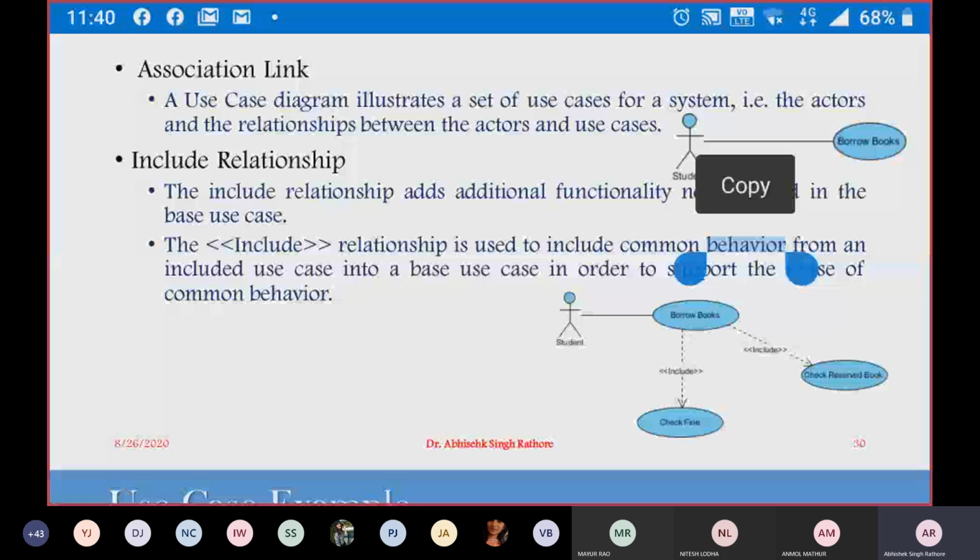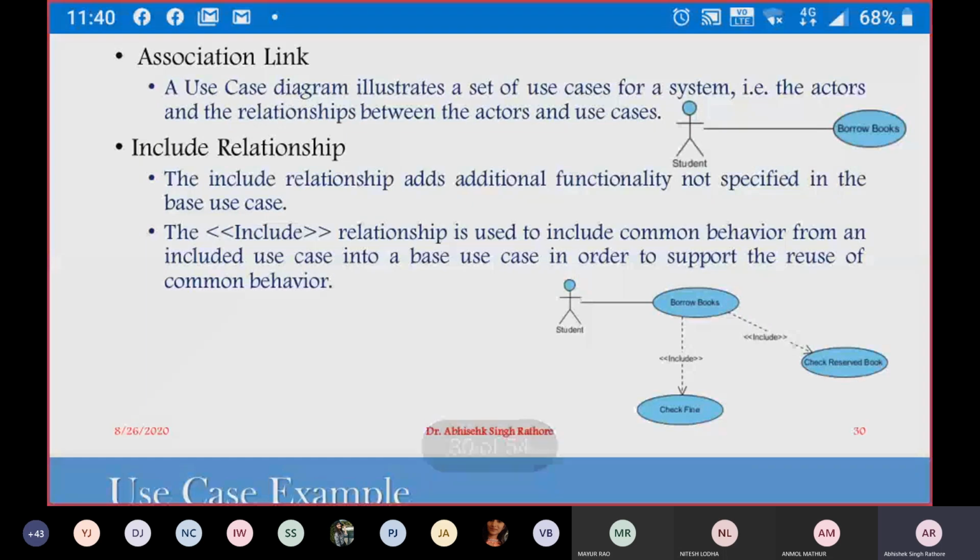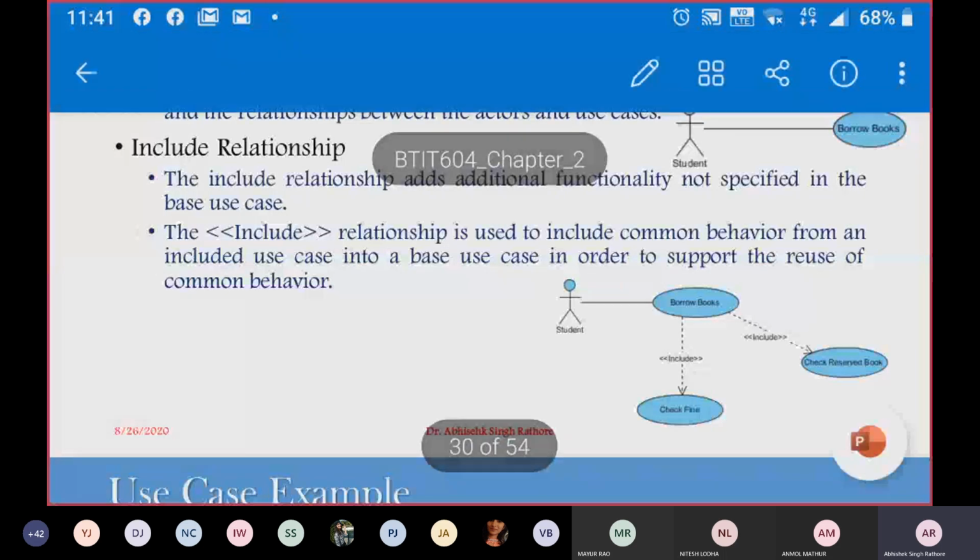So when we have a function where a student has to borrow books, first we have to check whether some fine is imposed on the student or not. The functionality of checking a fine on students is not included in borrow books, but we have to check it first. So this is just an additional functionality available for your base use case. Like check reserved books: if I want to borrow some books, the librarian will check whether the reserved number of books are available in our system or not. So this provides some additional functionality in addition to your base case.